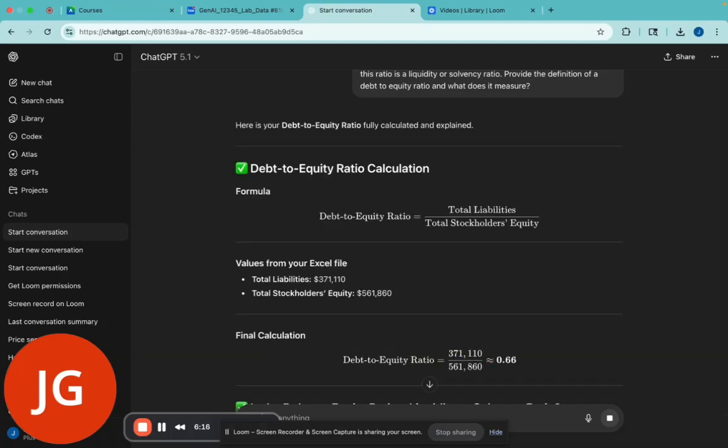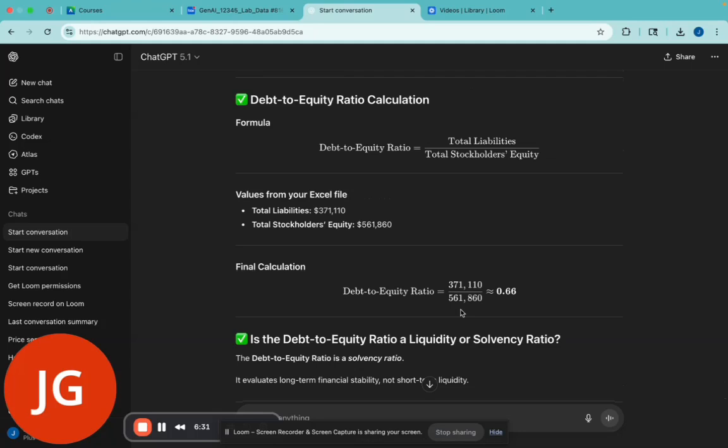Awesome. With this prompt, we're able to get the formula as well as the components that make up the debt to equity ratio, which is the total liabilities, the numerator, divided by the total stockholders' equity. In this case, we have total liabilities of $371,110, and our total stockholders' equity is $561,860, which gives a ratio of 0.66.